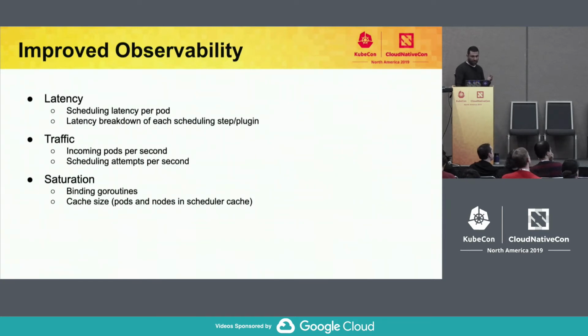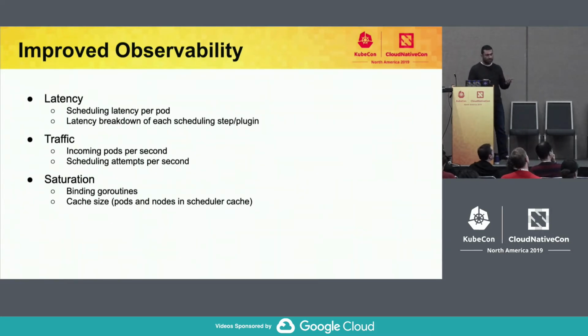Another thing that we felt was a little bit lacking is improved observability. We already had a bunch of metrics that the scheduler produces, but we felt we could do better. So we tried to improve things across 3 different categories. The first one is latency.